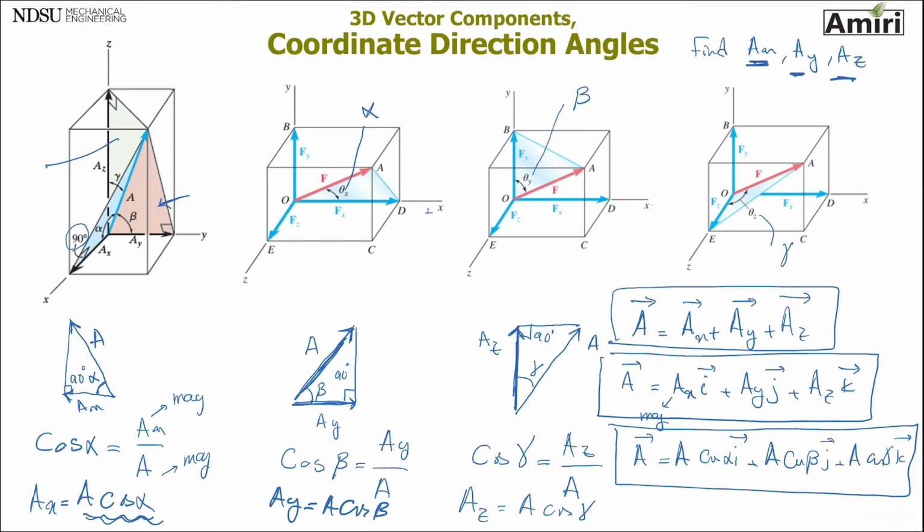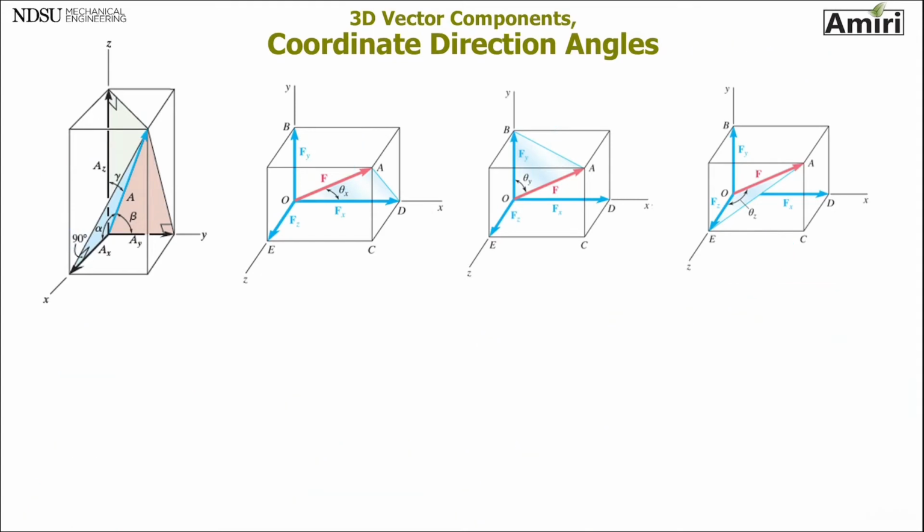Okay, so let's look a little bit deeper here. I just told you that A equals A cosine alpha i, A cosine beta j, A cosine gamma k. Okay, let's divide both sides of this equation by the magnitude of A.